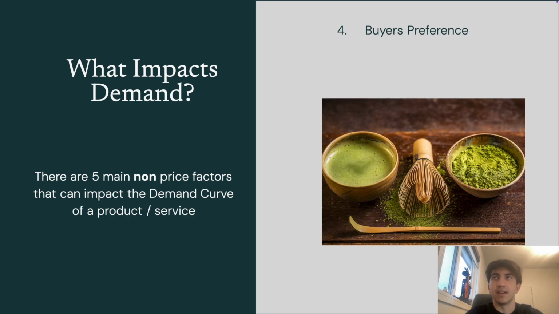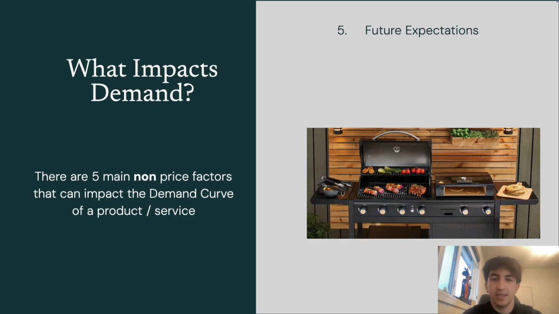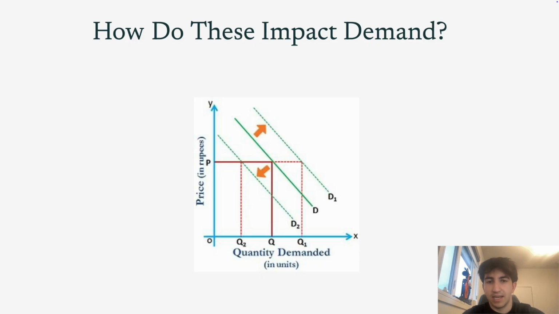Next up, we have buyer's preference. So recently there has been a trend for people to begin drinking matcha rather than tea or coffee. This has resulted in an increase in demand for matcha. Finally, we have future expectations. So if you expect barbecues to be more expensive in the future, you're more likely to buy one now. These impact demand by shifting the curve left to right.